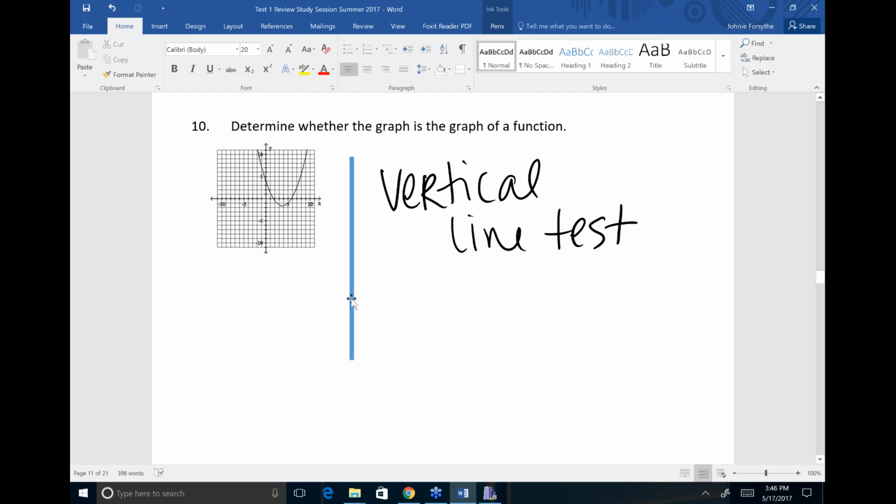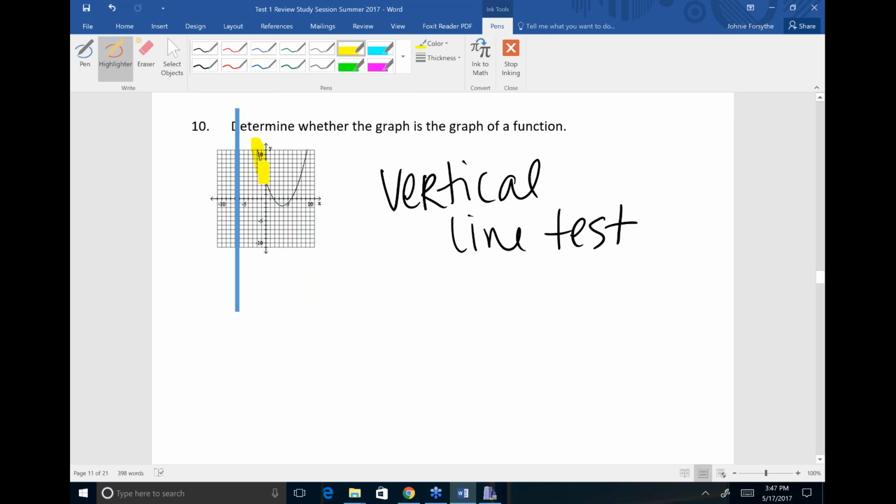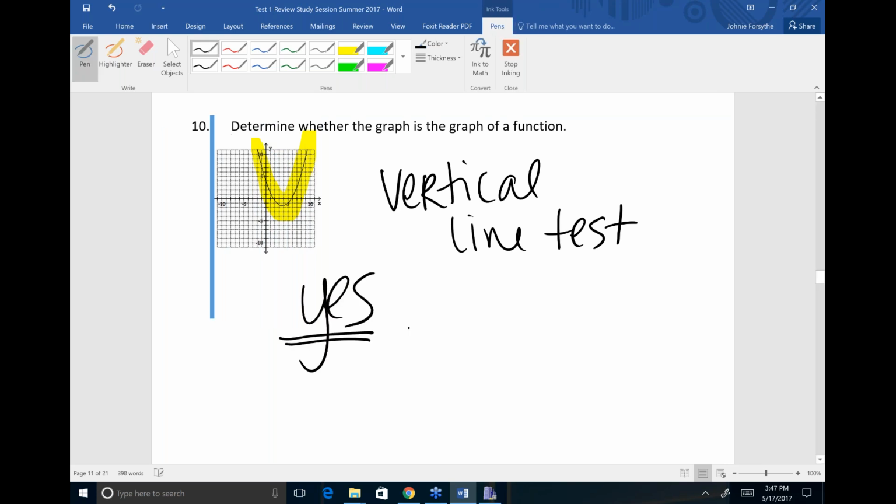Okay. So if you were to take a vertical line, there should not be anywhere where that vertical line will cross the graph more than once at the same time. All right? So the graph here is this parabola. That's your graph. And so what we want to do is take your vertical line and see, is there anywhere that it crosses it more than once at the same time? And the answer is no. All right? So that means that it is a function. Yes, it is a function.